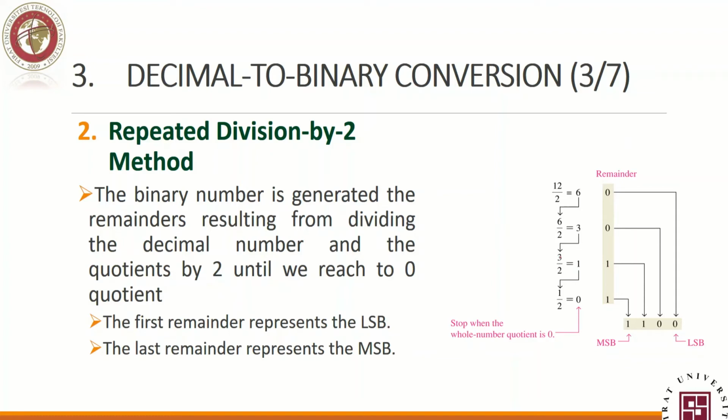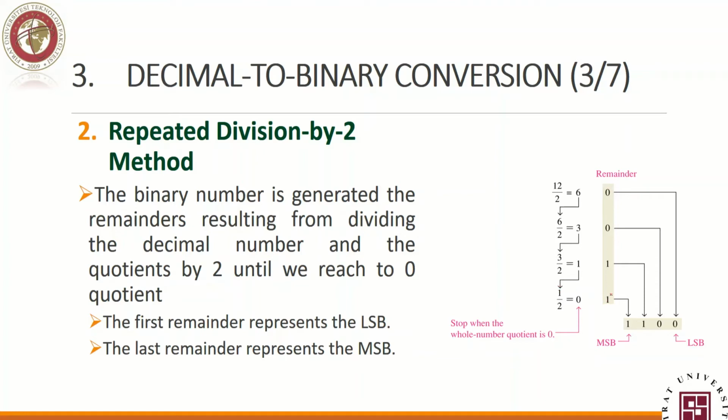Why? 3 divided by 2, that's 1. Why? Because how many 2's in 3? Only 1. What is left as a remainder? 1 times 2, that's 2. 3 minus 2, that's 1. List it down. So we have 1. 1 divided by 2 is 0. There is no 2 in 1. So what's the remainder? The remainder is 1 itself.